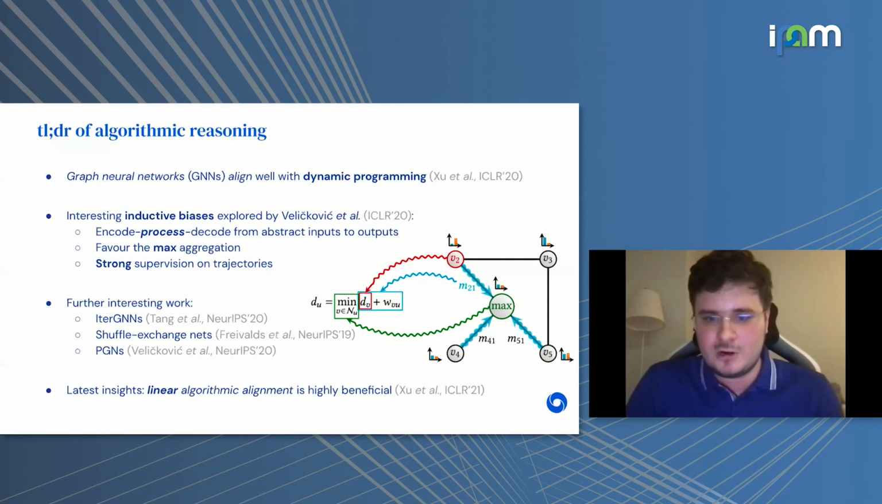There's a lot more interesting work that came since then that proposes even more exciting inductive biases. I've just listed 3 here: iter-GNNs, shuffle exchange nets, and pointer graph nets, which also incorporate data structures into the whole mix. And some latest insights, a paper that's just been published at IPAM 2021, is that if you design the different parts of your network and your input features such that you learn functions that are as close to linear as possible, this will be highly beneficial to your extrapolation performance. This is a super nice paper. I would highly recommend checking it out.